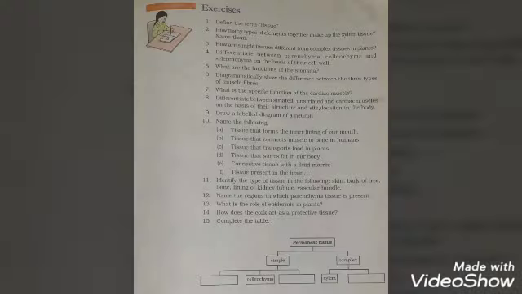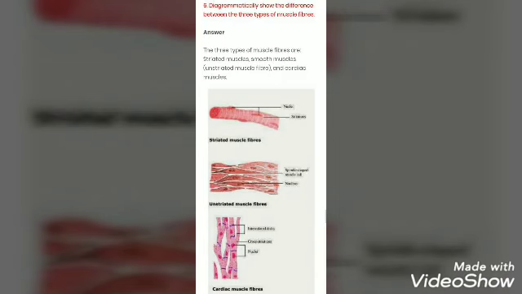The next question is to diagrammatically show the difference between the three types of muscle fibers. The muscle fibers have the power of contraction and relaxation in response to a stimulus. Muscular tissues are of three types: striated muscles, which are also known as skeletal muscles or voluntary muscles; unstriated muscles, which are also known as smooth muscles or involuntary muscles; and cardiac muscles. These diagrams are displayed in front of you.